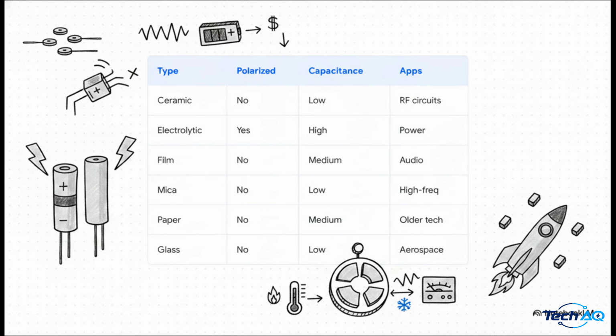On the other end, you've got electrolytic capacitors. Now these are polarized, so they have a strict positive and negative terminal, and they pack a huge capacitance for heavy-duty power supplies. There are glass capacitors built to survive insane aerospace temperatures, and even variable capacitors where you can manually adjust the capacitance. That's actually exactly how older radios tuned into different stations.